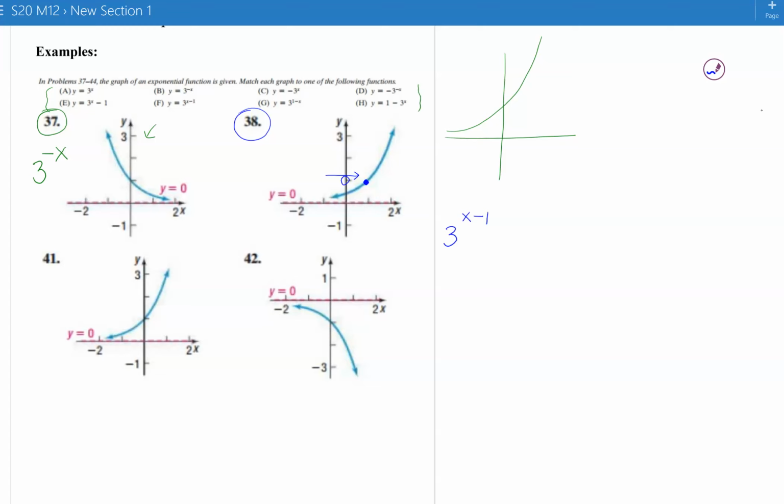So look and make sure you agree that when x is 1, that gives us the right result, and when x is 0, that looks like it gives us the right result. Okay, then 41, this is the parent graph. If you look at it, it has the point 1, 3 and 0, 1. And then in 42, we're reflected around the x-axis, so the negative happens after the function.